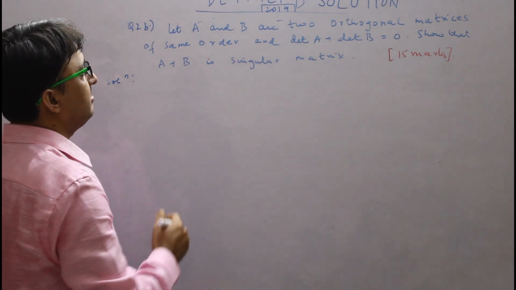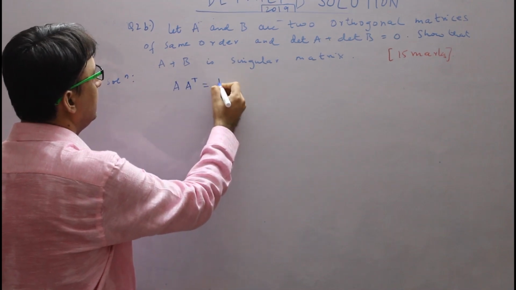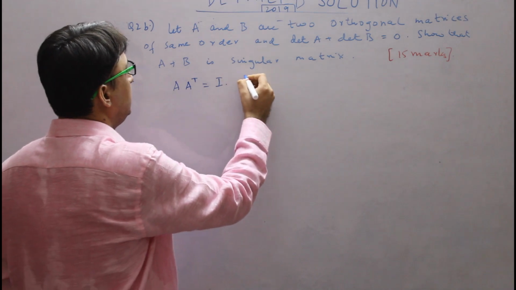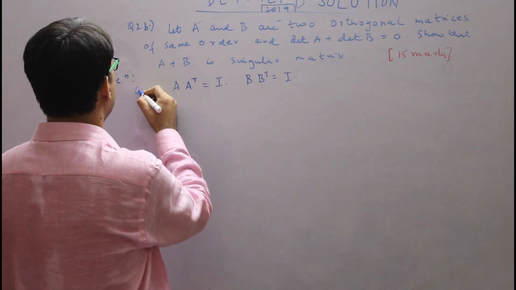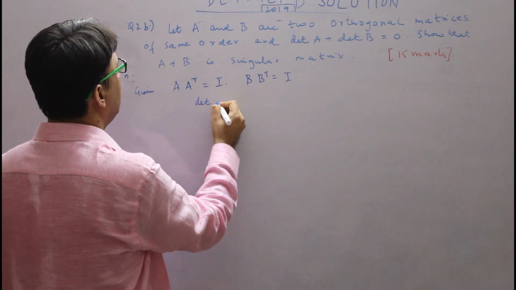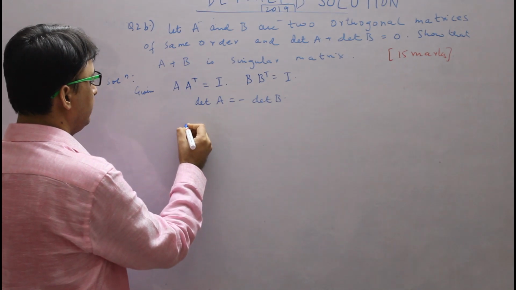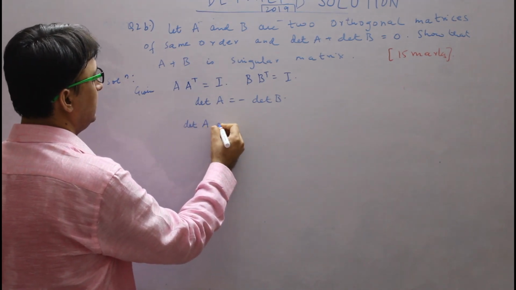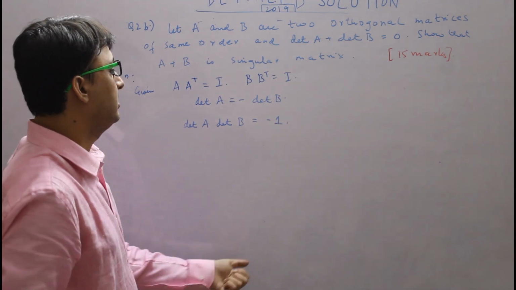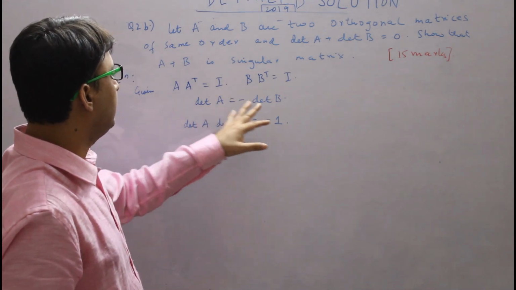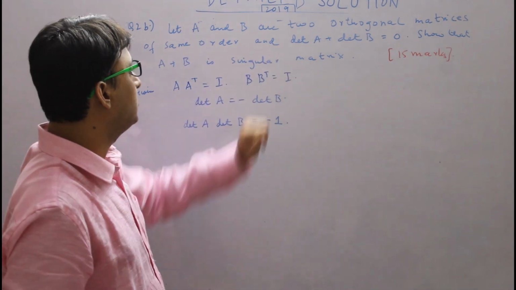What do we understand when we say a matrix is orthogonal? Suppose A is orthogonal, that means A into A transpose is equal to I. Similarly, B is also orthogonal, and it is of the same order. And we are given that determinant A is equal to minus of determinant B. Okay. So if I write determinant A and determinant B, then its product will be opposite. Why? Because if we take plus, then it is going to be minus. If we take minus, then it will be plus for orthogonal matrices.